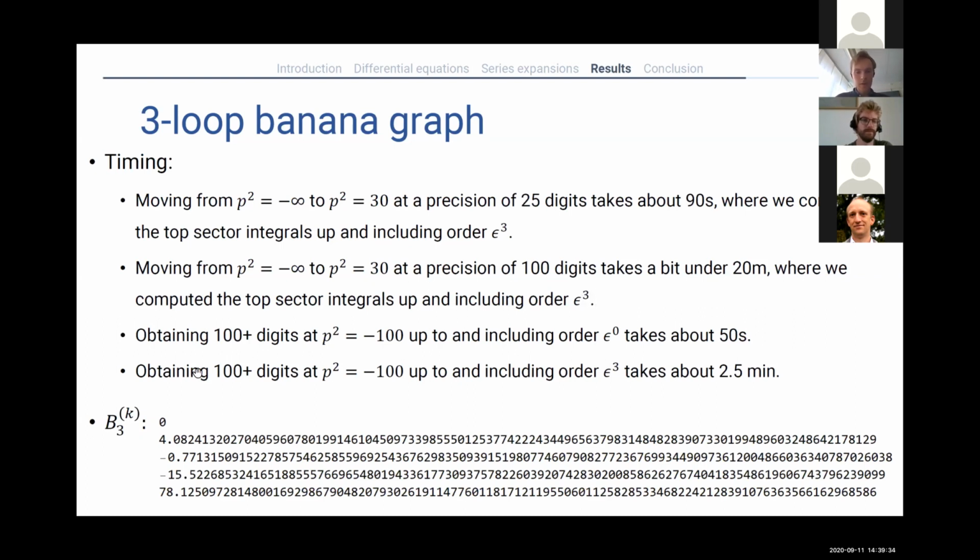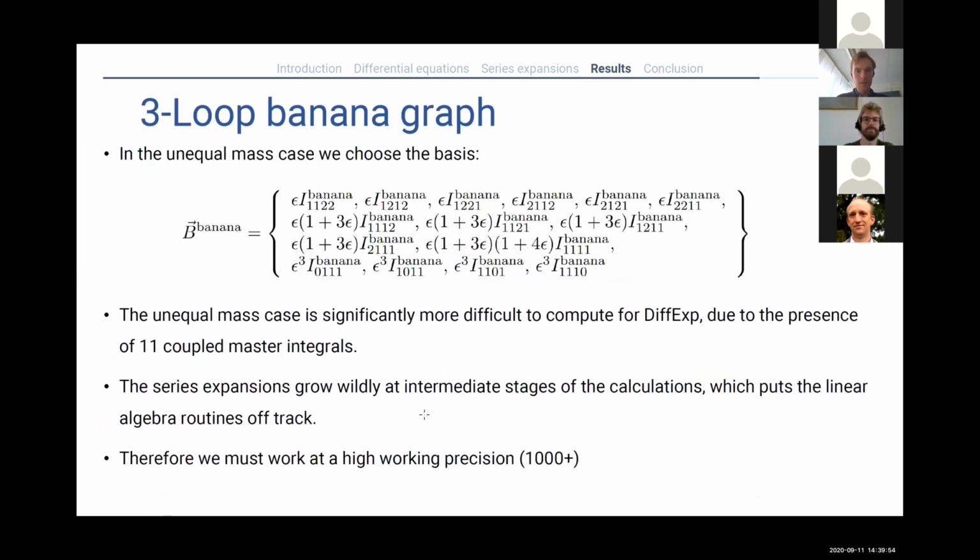Now, I thought to compare with one of the previous talks, if you go to the point p squared is minus 100, well, that's very close to where we computed the asymptotic boundary condition. So it becomes actually very fast. So in 50 seconds, you can get 100 digits out. And in 2.5 minutes, you can go all the way to epsilon order 3 for the banana graph with 100 digits.